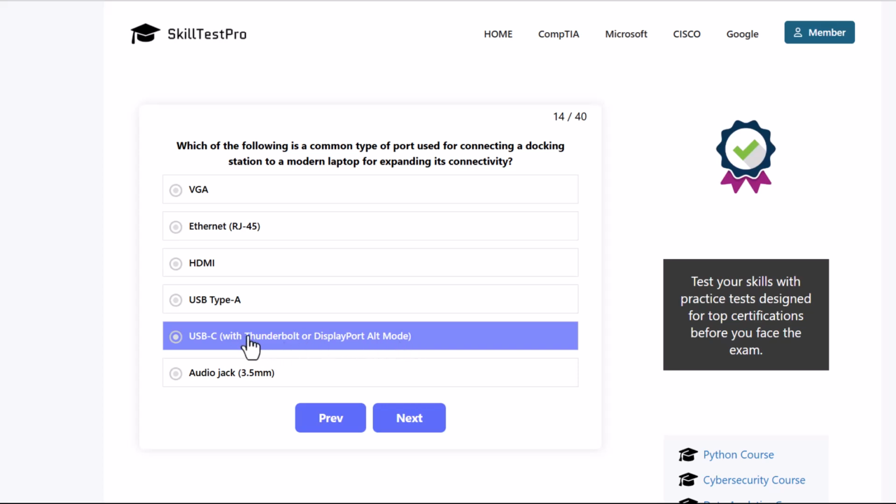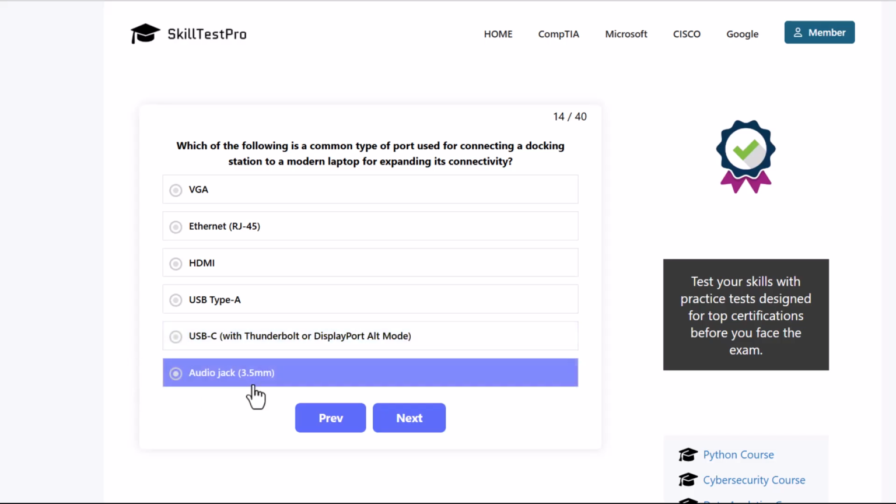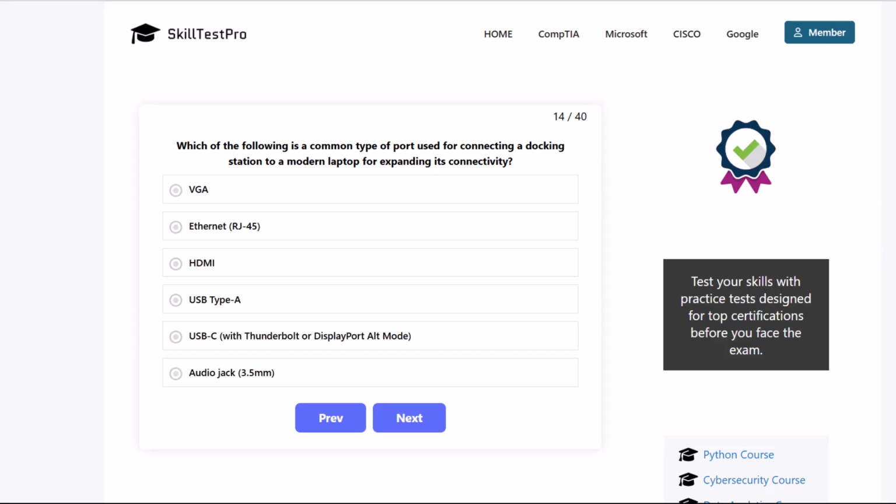And here you should also know about Thunderbolt, as Thunderbolt is not a connector type, or a wire or cable type. It is a technology which is transferred through some particular cable. And audio jack 3.5 mm. So which one is the correct answer here?